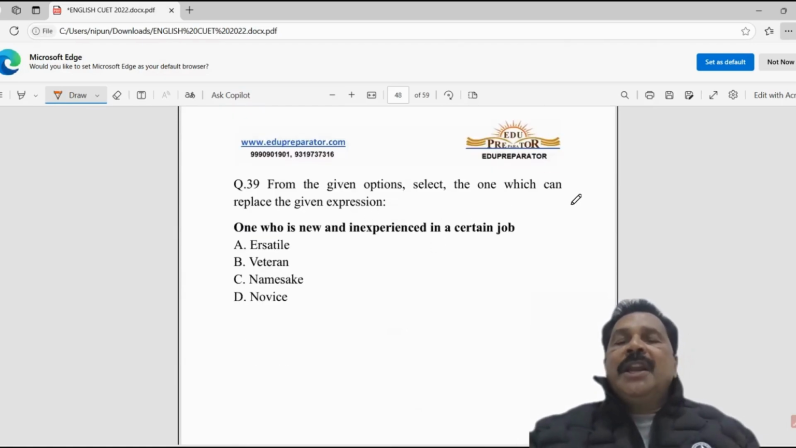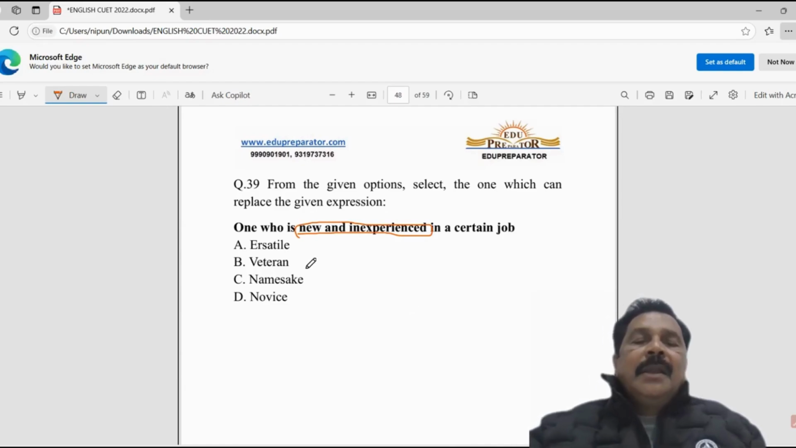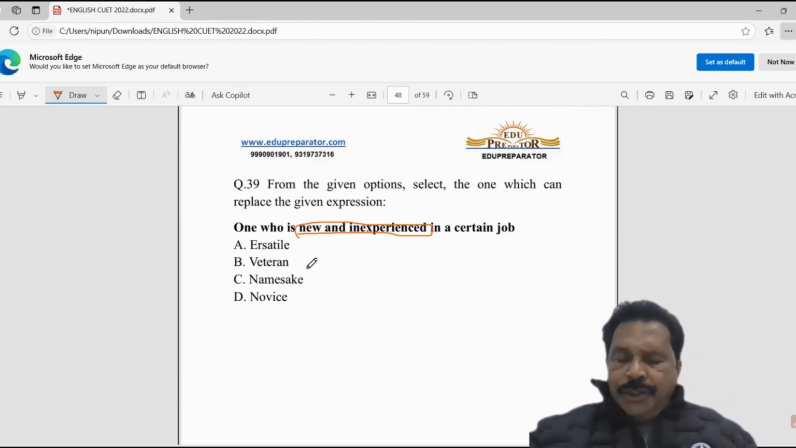From the given options, select the one which can replace the given expression. This expression can be replaced by another word: one who is new and inexperienced. What will you call one who is new and inexperienced? Versatile? Veteran means professional, someone with long experience, like a veteran cricket player. Namesake means just for the sake of the name.